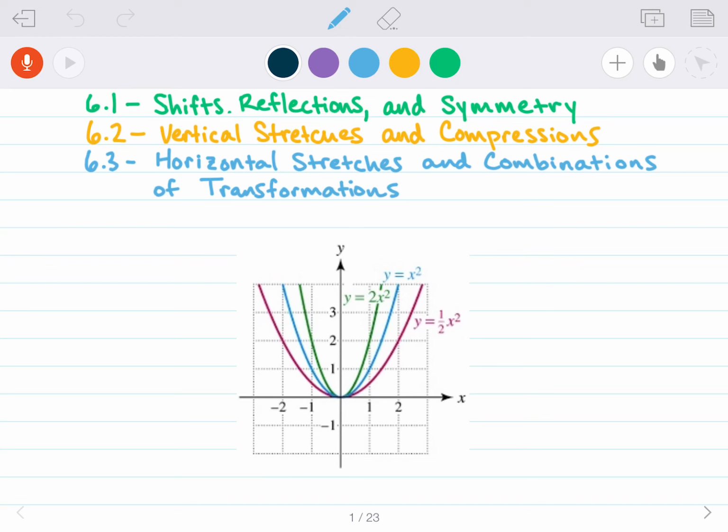Hey guys, in this video we're going to finish off the semester talking about chapter 6, sections 1, 2, and 3. So in particular we're going to talk about transformations of parent graphs. In the last video we looked at vertical shifts and horizontal shifts a little bit. I want to go a little more into depth with those, and then we're going to talk about some other types of transformations, in particular vertical stretches, horizontal stretches and compressions, and then reflections across the x-axis and the y-axis.